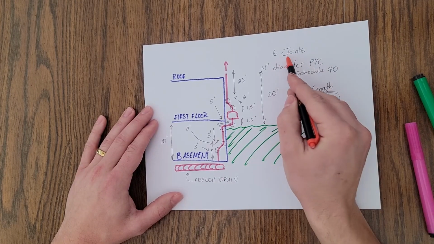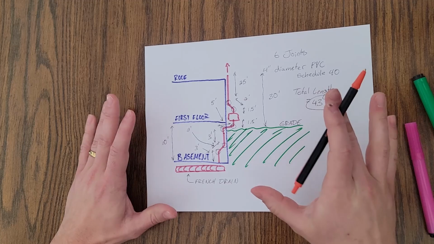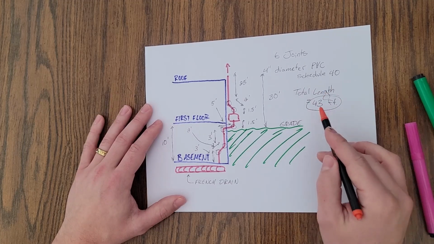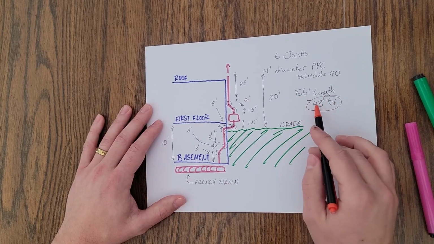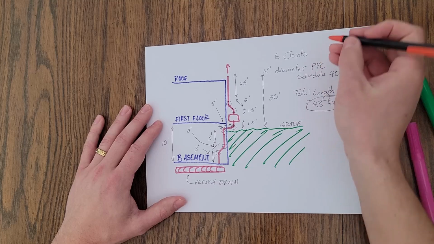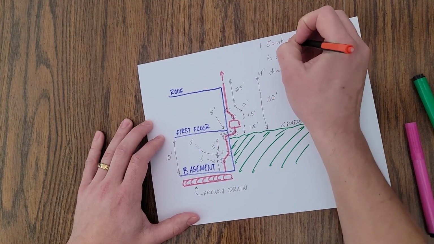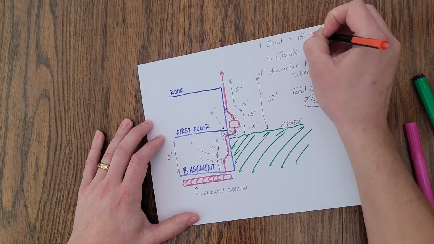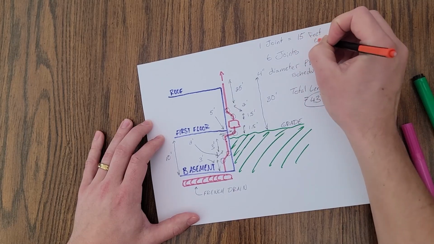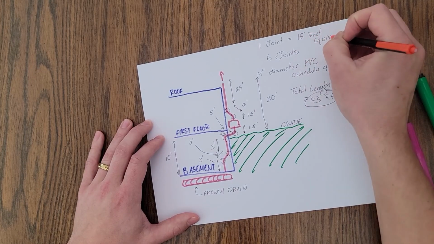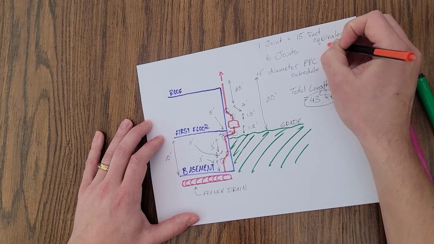Now, each joint is estimated to have an equivalent length of 15 feet. So one joint equals 15 feet. Equivalent length.